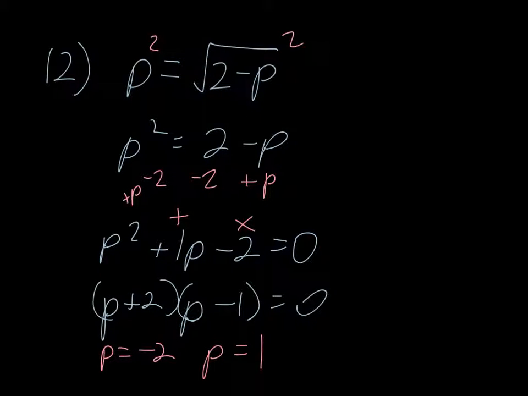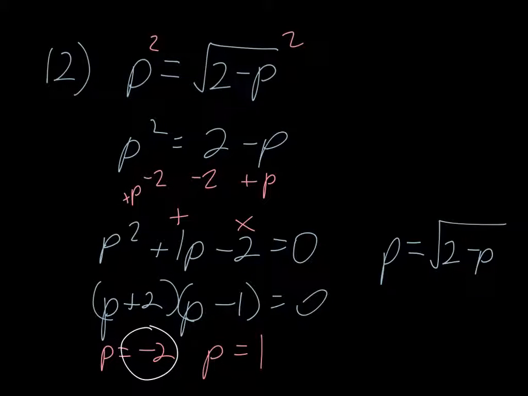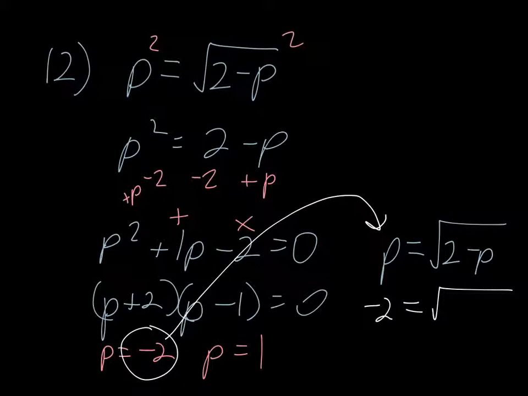And now here's the next trick. We're supposed to check those answers. The nature of this problem is that it's a number is equal to a square root. Square roots always spit out positive numbers. So if I take this negative 2 and I put that into here, it would look like negative 2 equals square root of some stuff.